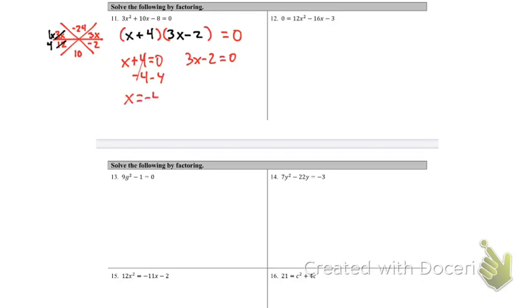So we subtract 4. x equal to negative 4. Over here to solve, we're going to add 2. And we get 3x equal to 2, and then divide by 3. x equals 2/3, and you have 2 answers here.